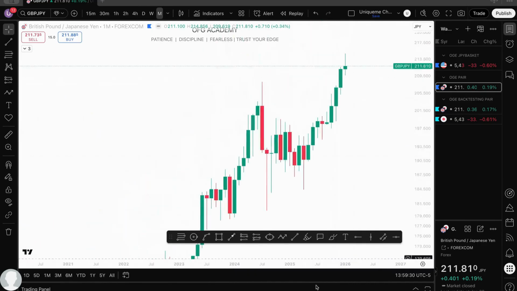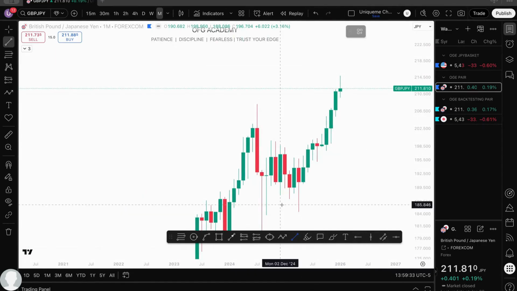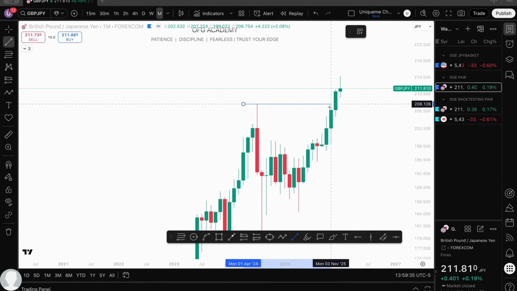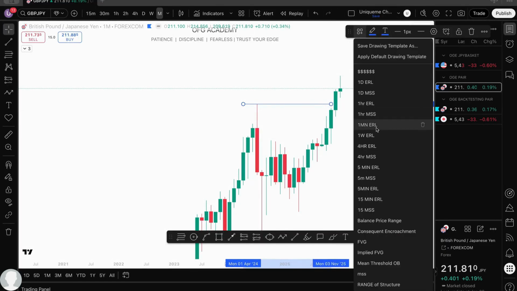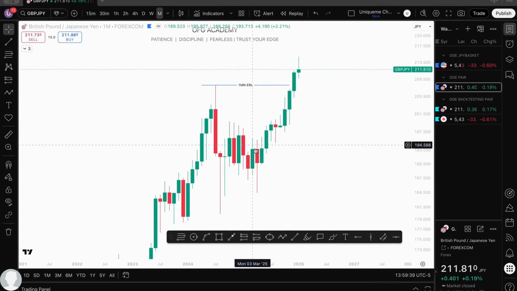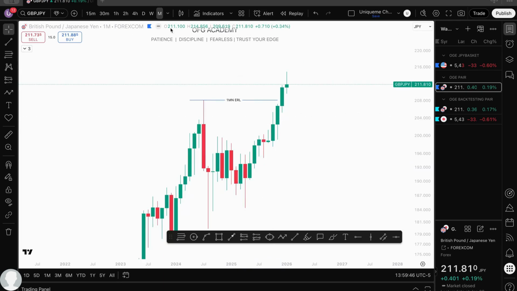Price has taken out this external range liquidity on 1 month, right? Which I'm expecting price to sell down to either of this other block or this one, right? This other block here or this other block. I'm expecting more sales.